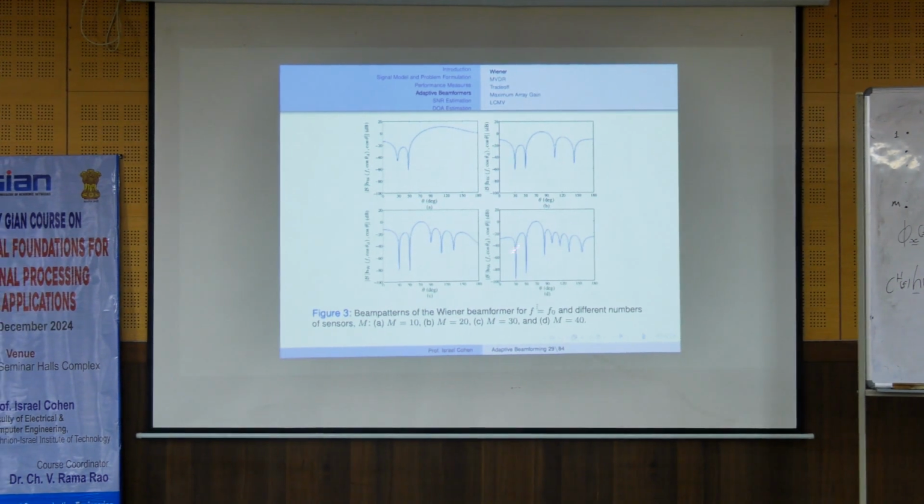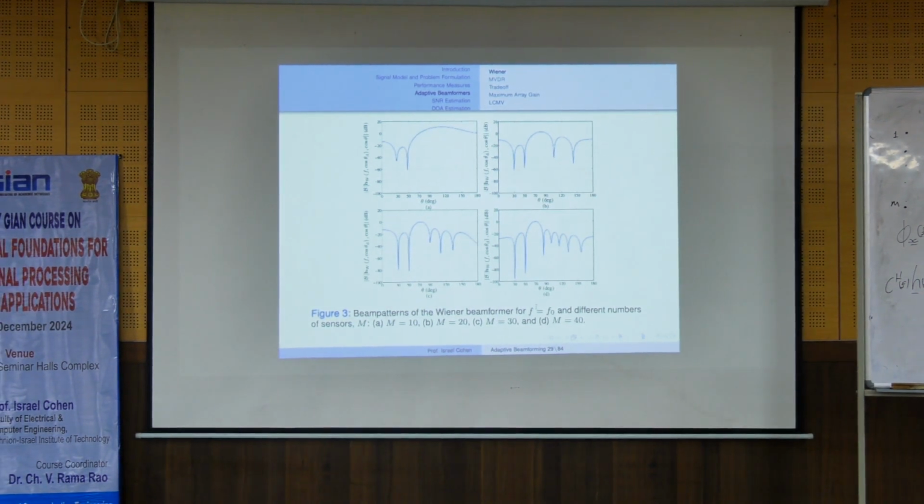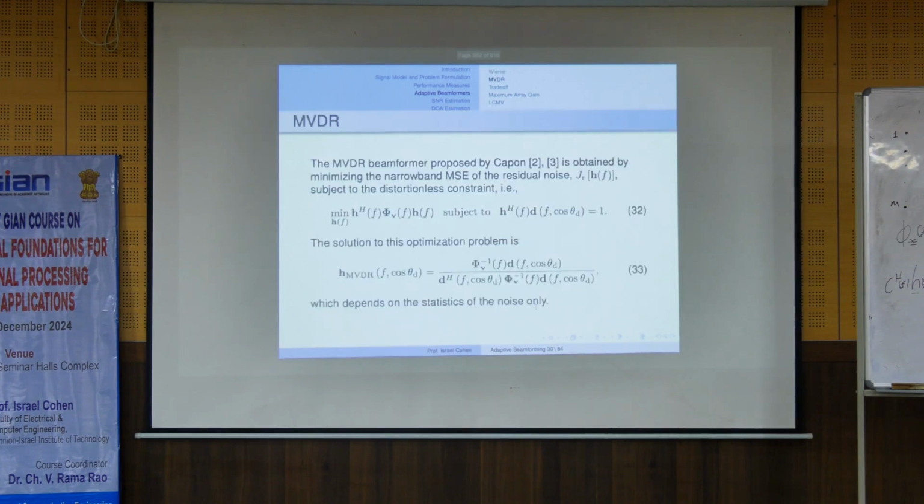So it makes sense to make this main beam more narrow because we don't have any desired signal from another direction. So you see here that we just try to minimize the mean squared error between the desired signal and the output of the beamformer, and that is what we get. Okay? If we use the MVDR, we have this constraint: no distortion in the desired direction.